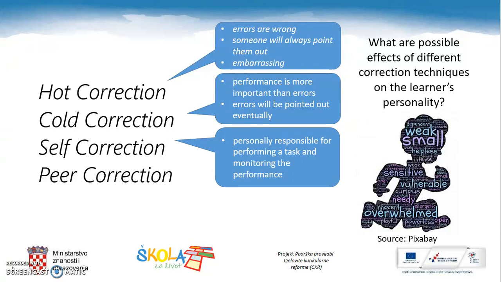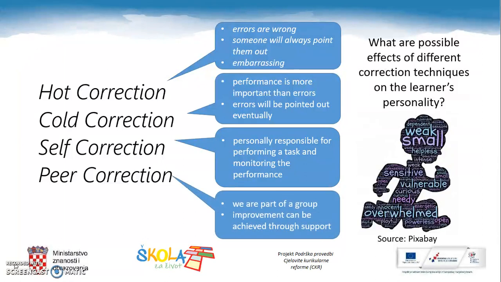Self-correction tells the student that they are completely responsible for performing a task and for monitoring themselves while performing the task. Help is provided by none other than their own selves. And with peer correction, the student learns that they belong to a society where one is helping the other and that it is through this mutual support that improvement can be achieved.